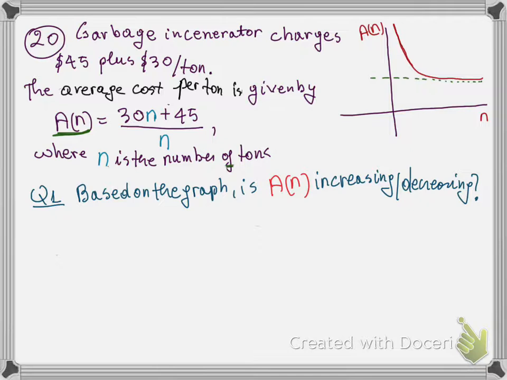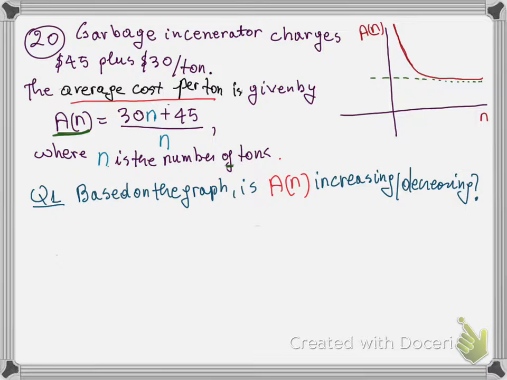Here's an application of the algebra we've been doing. A garbage incinerator charges $45 plus $30 per ton. The average cost per ton is given by A(N) equals 30 times N plus 45, divided by N, where N is the number of tons. Whenever we work with word problems, we have to make sure we understand the variables. In our case, A(N) is the average cost per ton, and N is the number of tons.